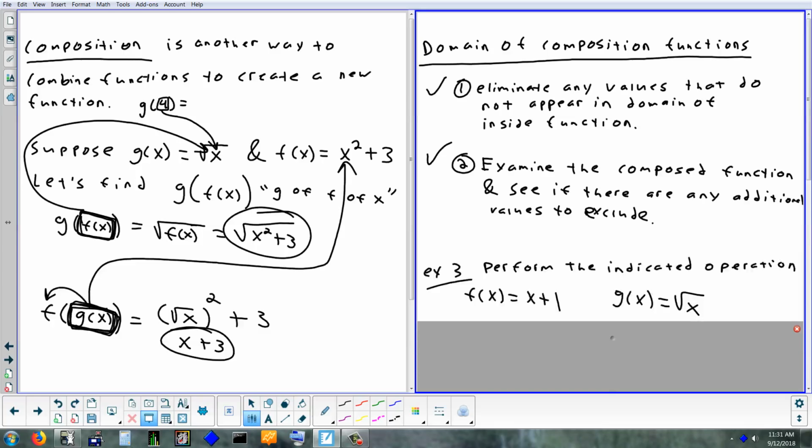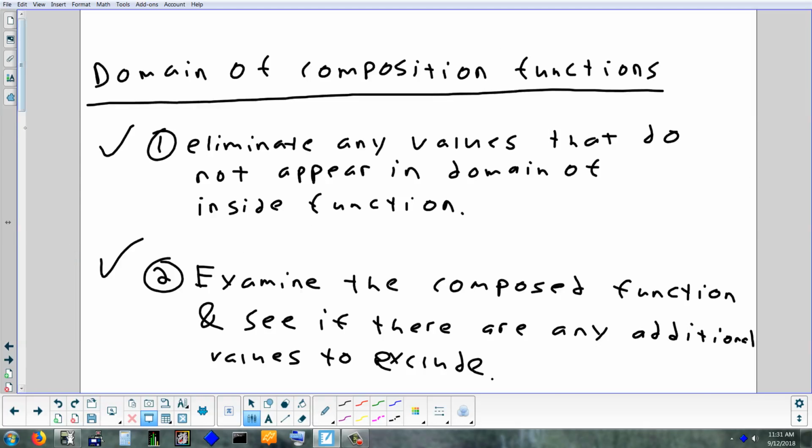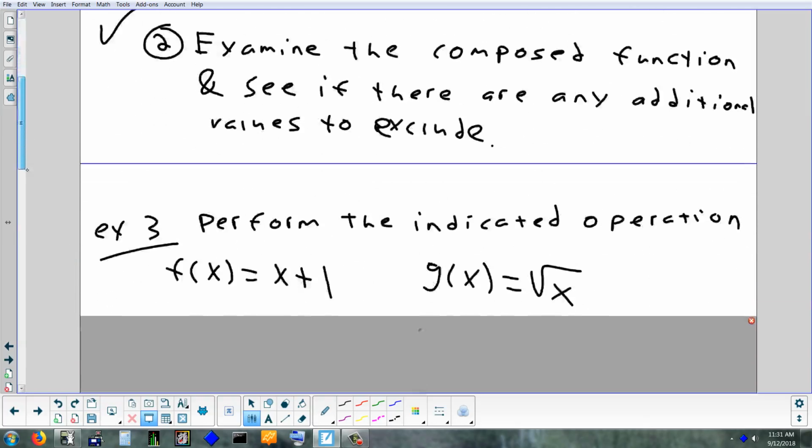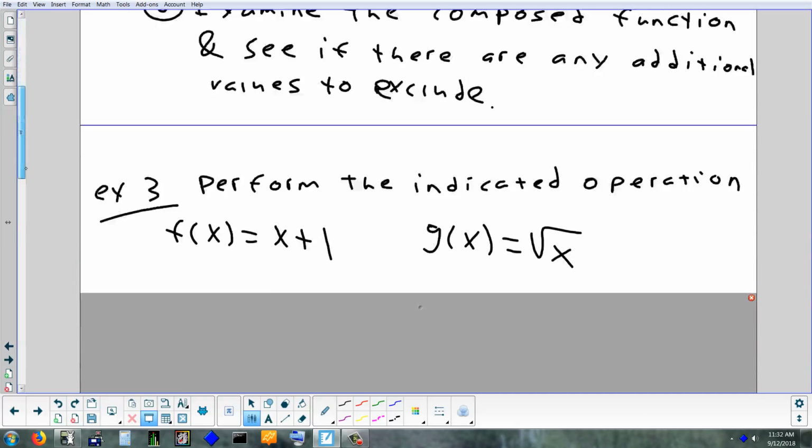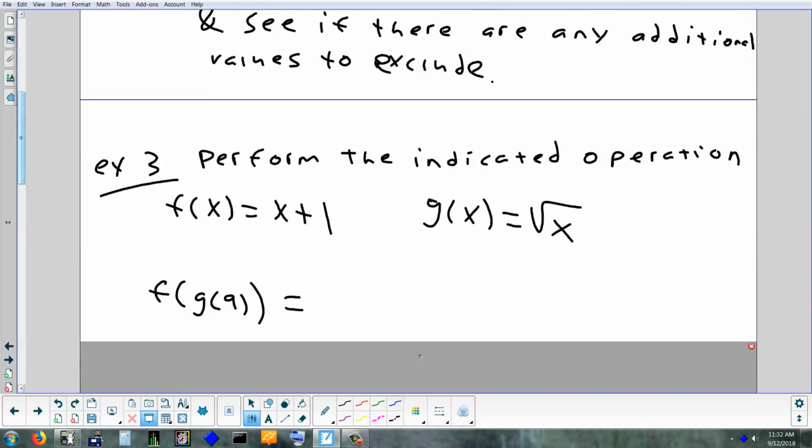Okay, so we'll practice composing some more functions, and now we're going to find the domain. Okay, so here's your two functions. F of x is x plus 1. G of x is the square root of x.